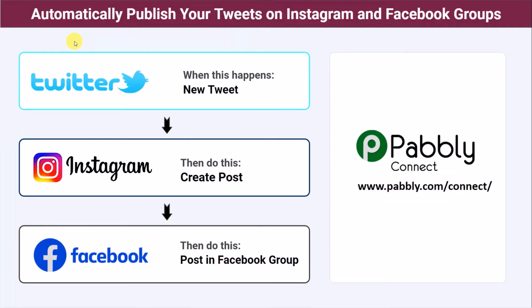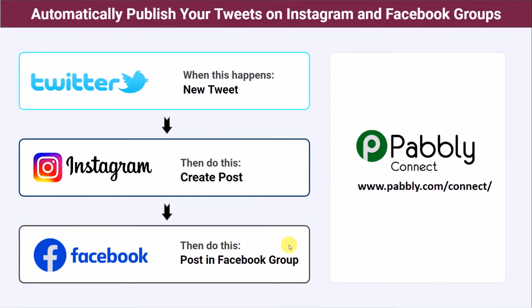Hello everyone. In this video, we are going to learn how to automatically publish your tweets on Instagram and Facebook groups. So here in this use case, we want that whenever a new tweet is created into the Twitter account, automatically a new post should be created into the Instagram account, as well as a new post should be created into the Facebook group also.